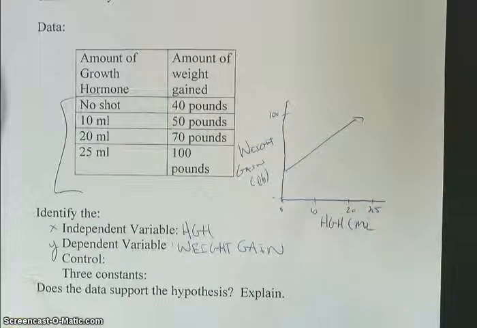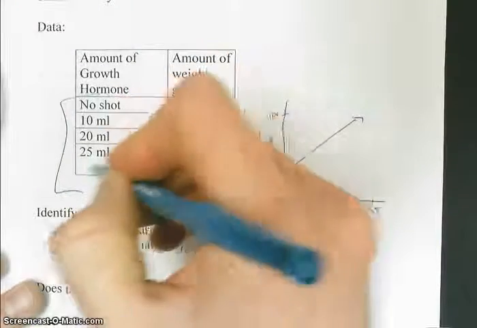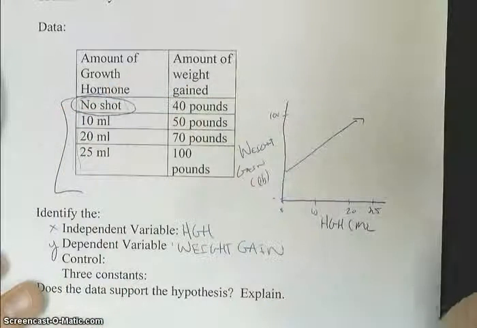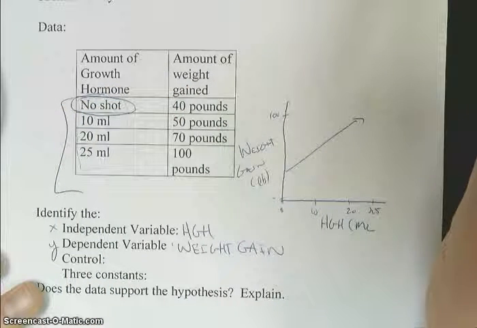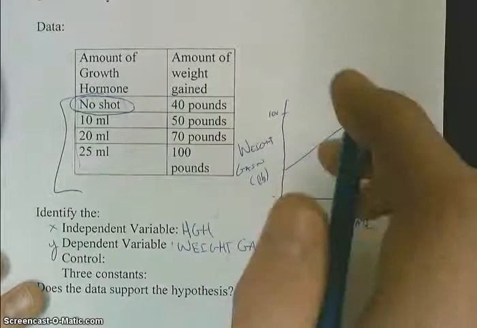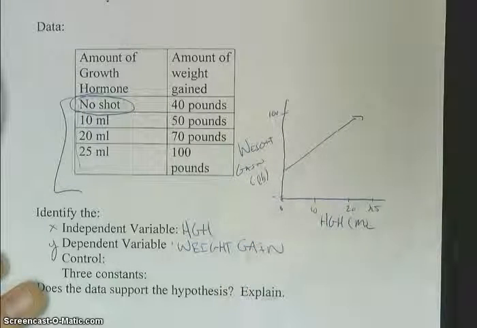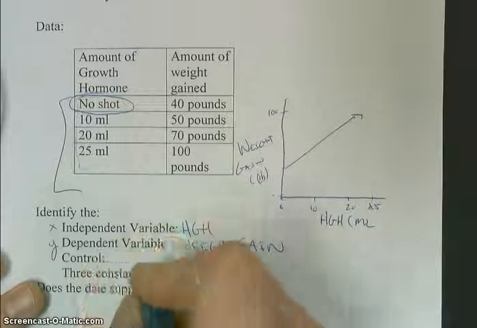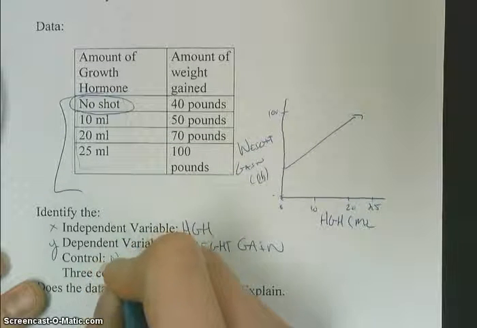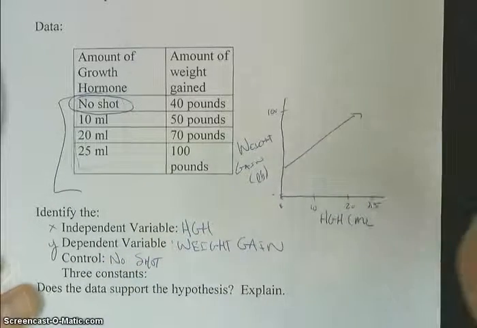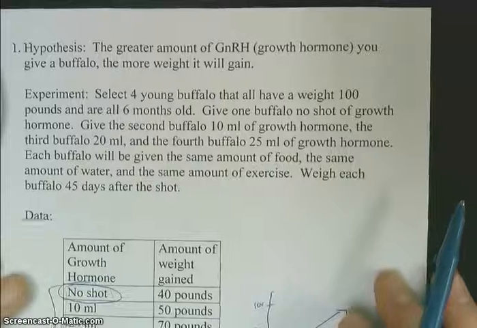Now control, again, remember, it's one of 4 trials, so it's going to be one of these 4, and it represents normal situations. So in this case, normally cows, or actually buffalo, excuse me, do not get HGH injections. That's actually, I think, illegal. But anyways, PEDs for cattle might not be the best thing anyways. So control group, normally we get no shot, so that's going to be no shot.